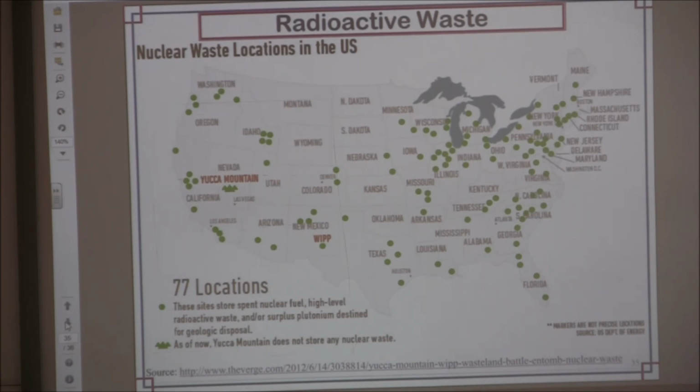Yucca Mountain is proposed to be the long-term storage, but it's been talked about for 40 years, researched, and still hasn't happened. So will it ever happen? I don't know the answer to that question.